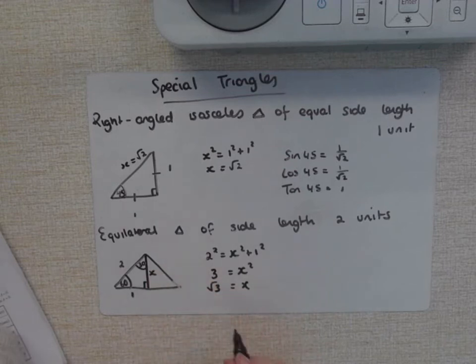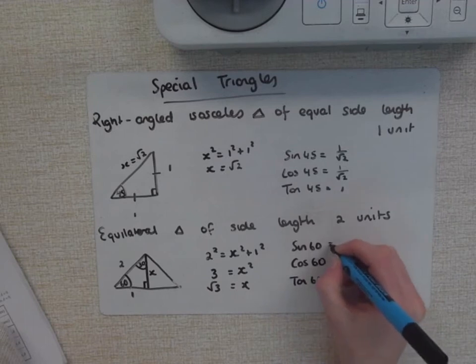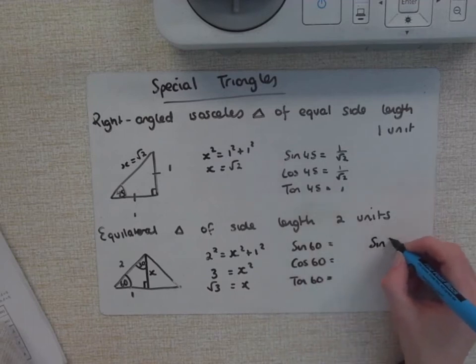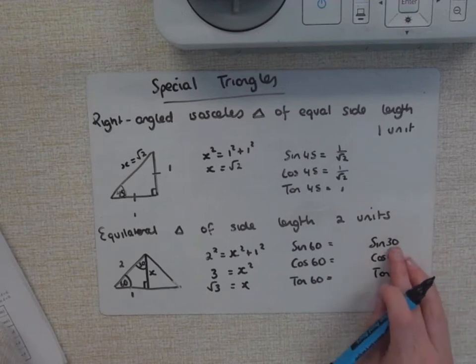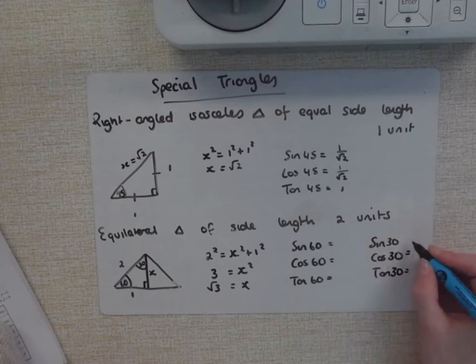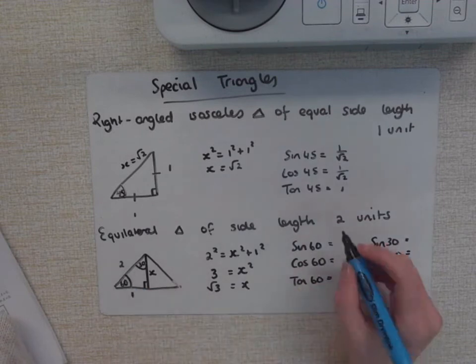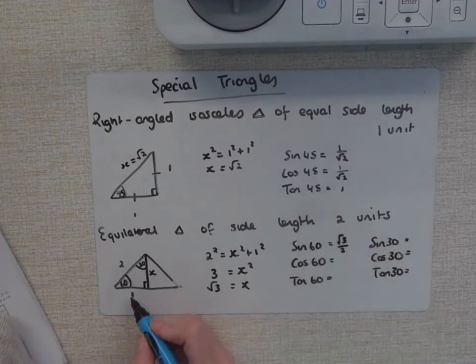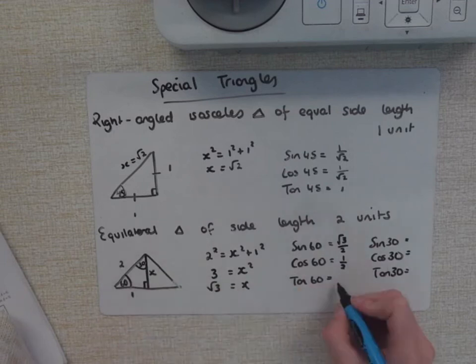Okay? So now you can say sine of 60, cos of 60, tan of 60, and sine of 30, just by reading it. So you don't need your calculator. So if I'm dealing with 60, sine of 60 is opposite over hypotenuse, so that's root 3 over 2. Adjacent over hypotenuse, 1 over 2, and opposite over adjacent, which is root 3 over 1.